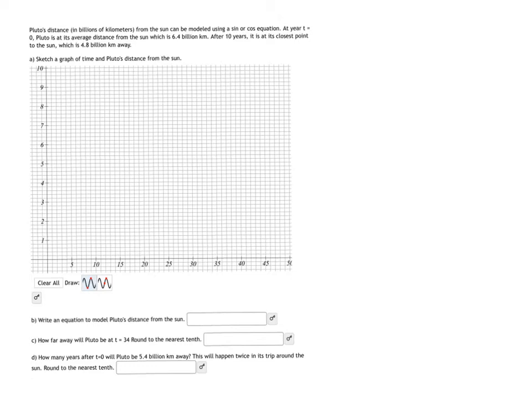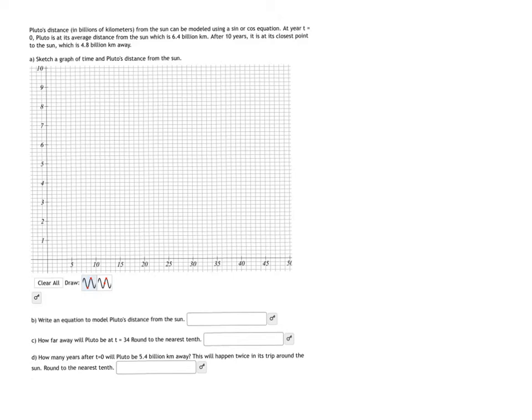So let me read through the question first. It says Pluto's distance in billions of kilometers from the sun can be modeled using a sine or cosine equation. At year t equals 0, Pluto is at its average distance away from the sun, which is 6.4 billion kilometers. After 10 years, it is at its closest point to the sun, which is 4.8 billion kilometers away.